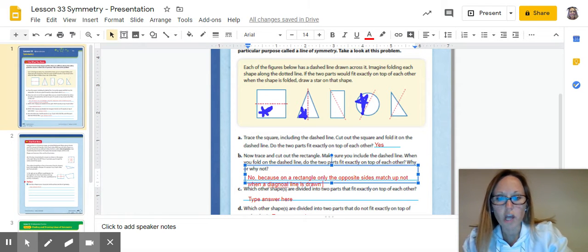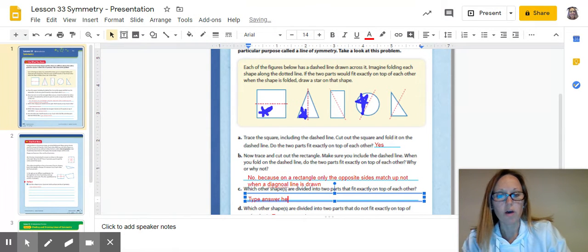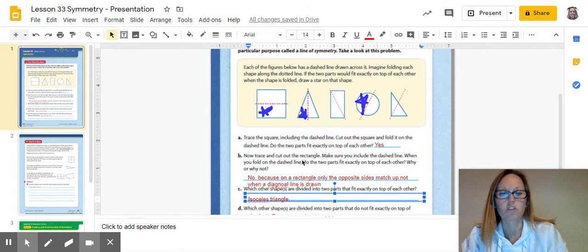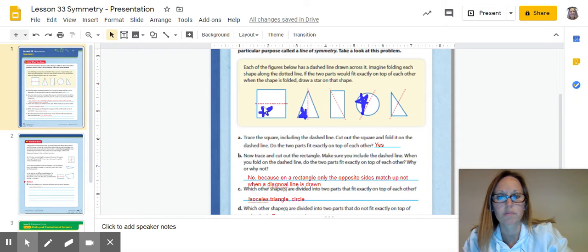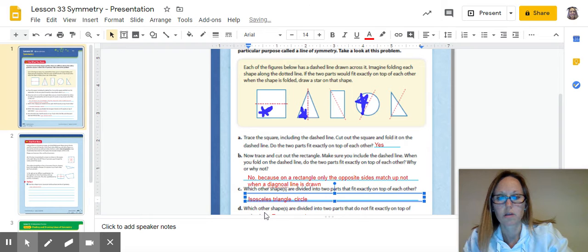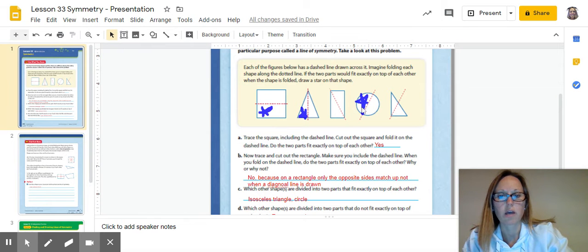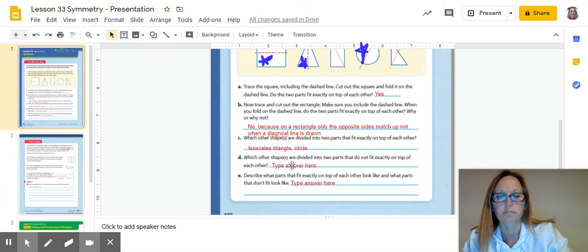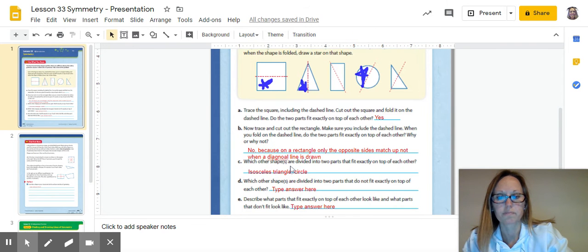Okay? It says which other shapes are divided into two parts that fit exactly on top of each other? Well, that's easy. We already went through these shapes. We've talked about the square and we talked about the rectangle not fitting. But the two other ones that have stars on them are the isosceles triangle and the circle. So those are the two other shapes besides, oops, I think I spelled this wrong, besides the square that we already talked about.